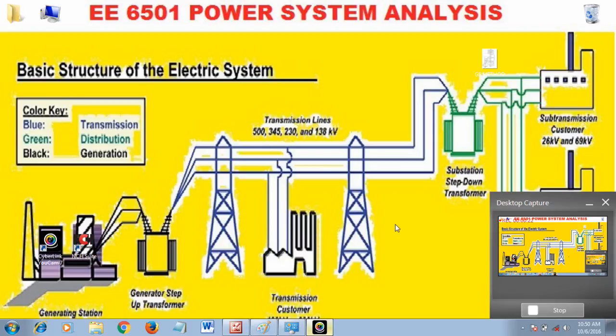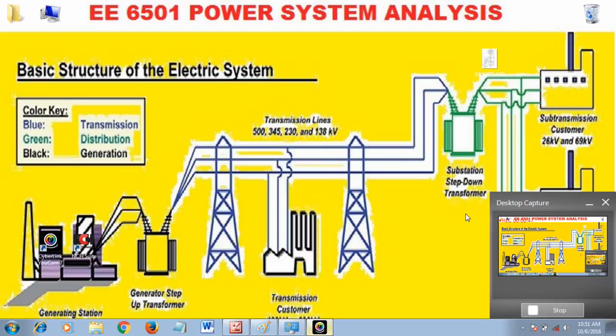In the previous session we came across the bases, that is, what is the need for per unit analysis and what is the essential requirement to convert your actual equivalent circuit into a per unit circuit. These are the things we discussed in the last session. Now we are going to analyze our system using load flow.